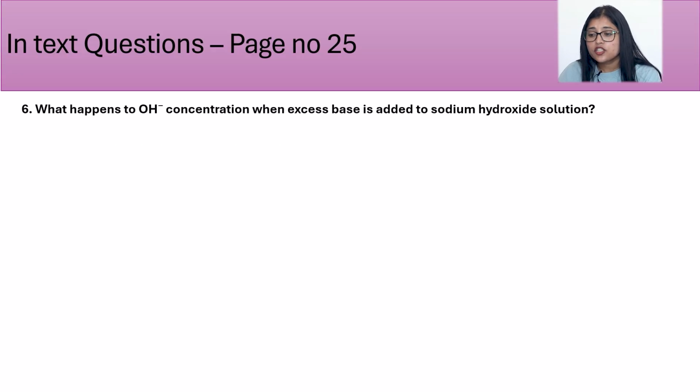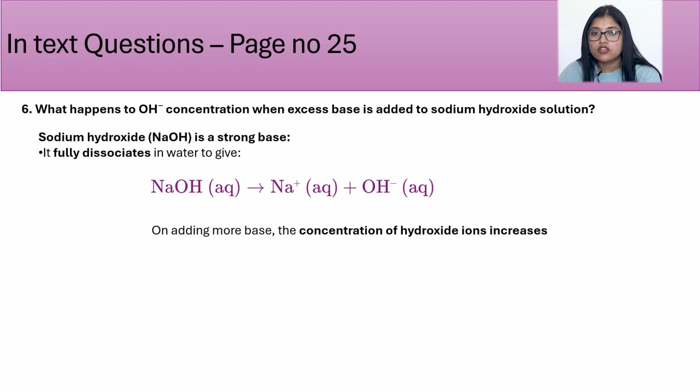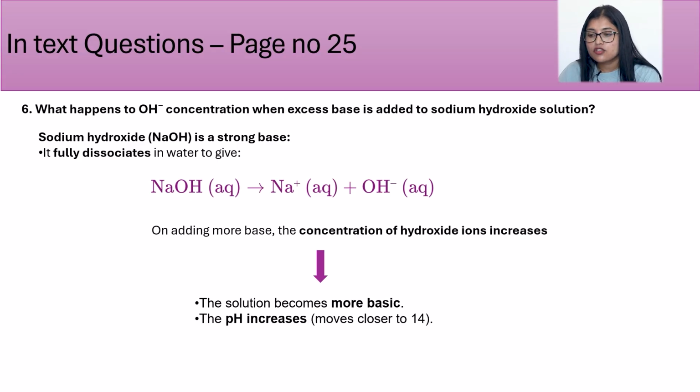What happens to OH minus concentration when excess base is added to the sodium hydroxide solution? So sodium hydroxide, we know, is a strong base. That means it fully dissociates in water to give Na plus and OH minus. Now on adding more base, the concentration of these hydroxide ions, that is the OH minus ions, increases. Now when this happens, the solution becomes more basic. So the pH of the solution becomes closer to 14, that is, it becomes blue to purple.